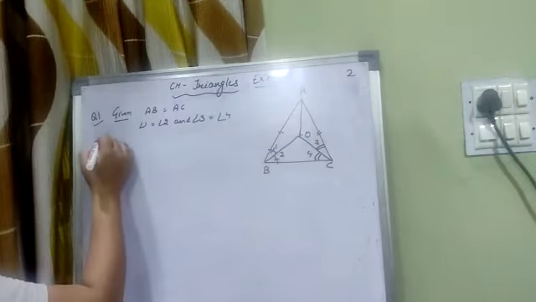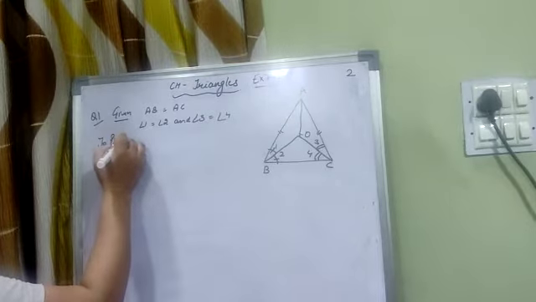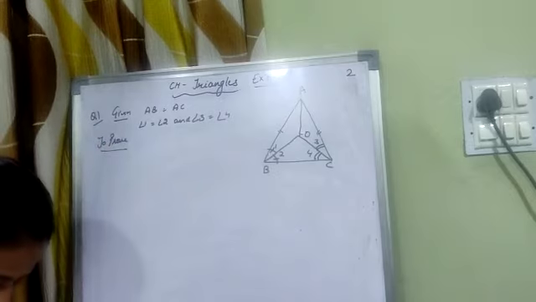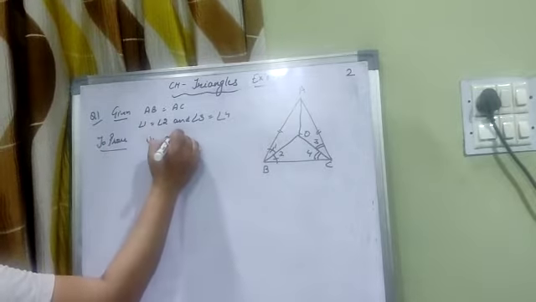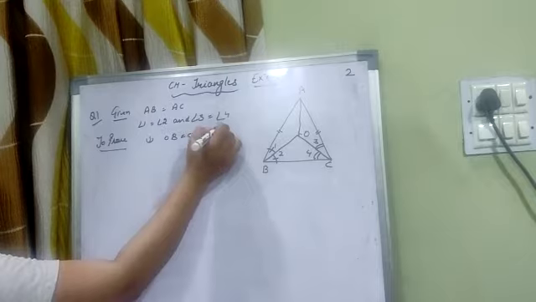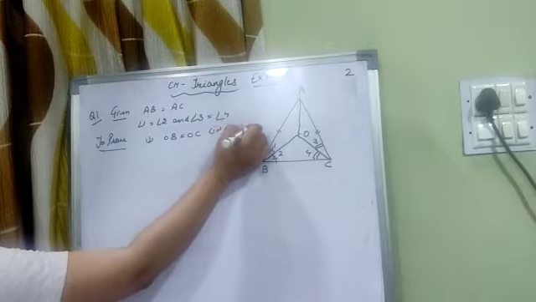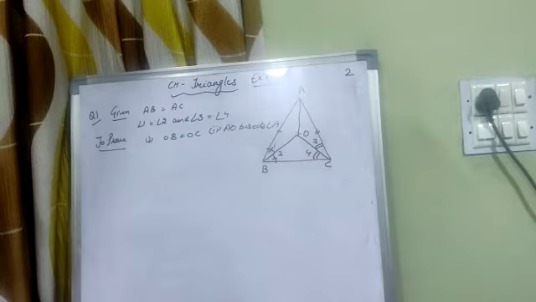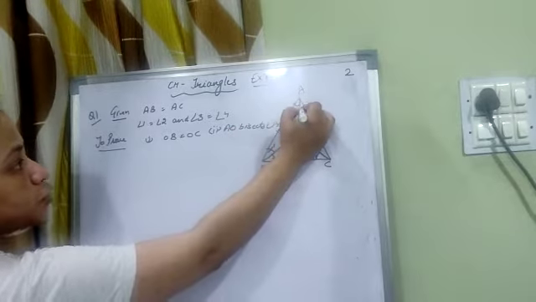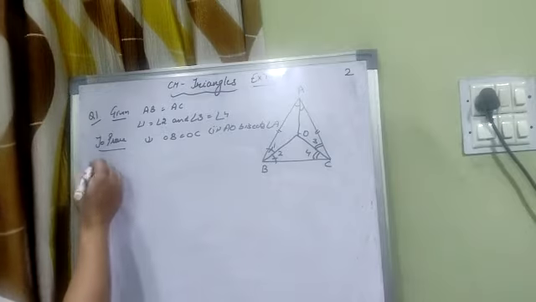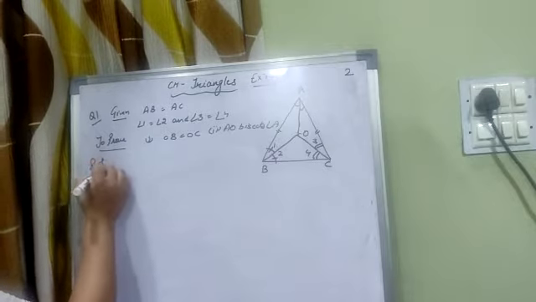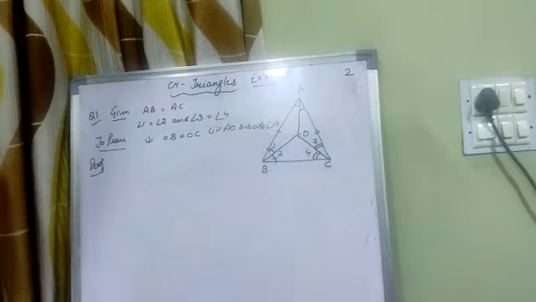Now see, first we will write to prove. First is OB equal to OC, and in the second part we have to prove that AO bisects angle A. AO bisects angle A means we have to prove the measure of these two angles are equal. So first we have to prove OB and OC equal.